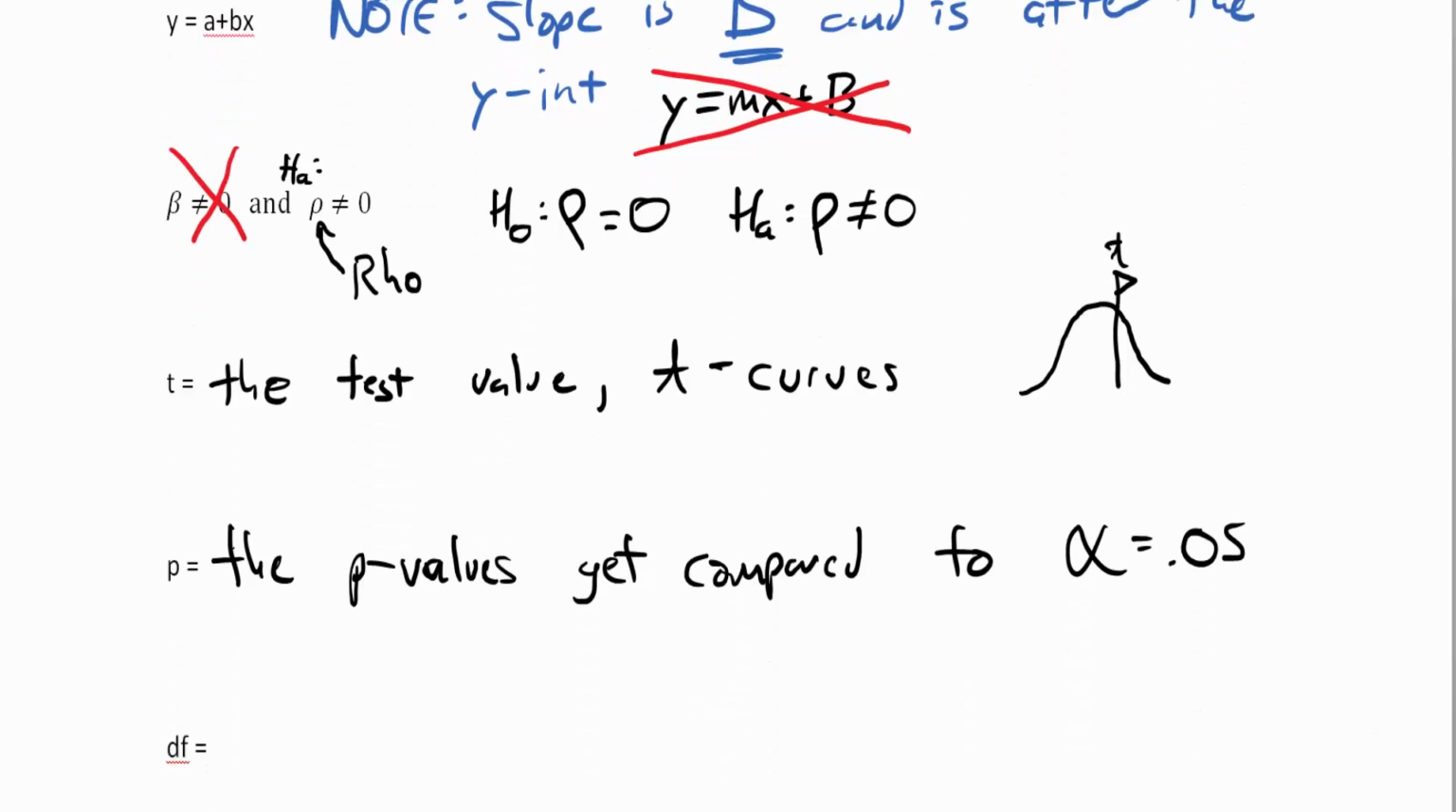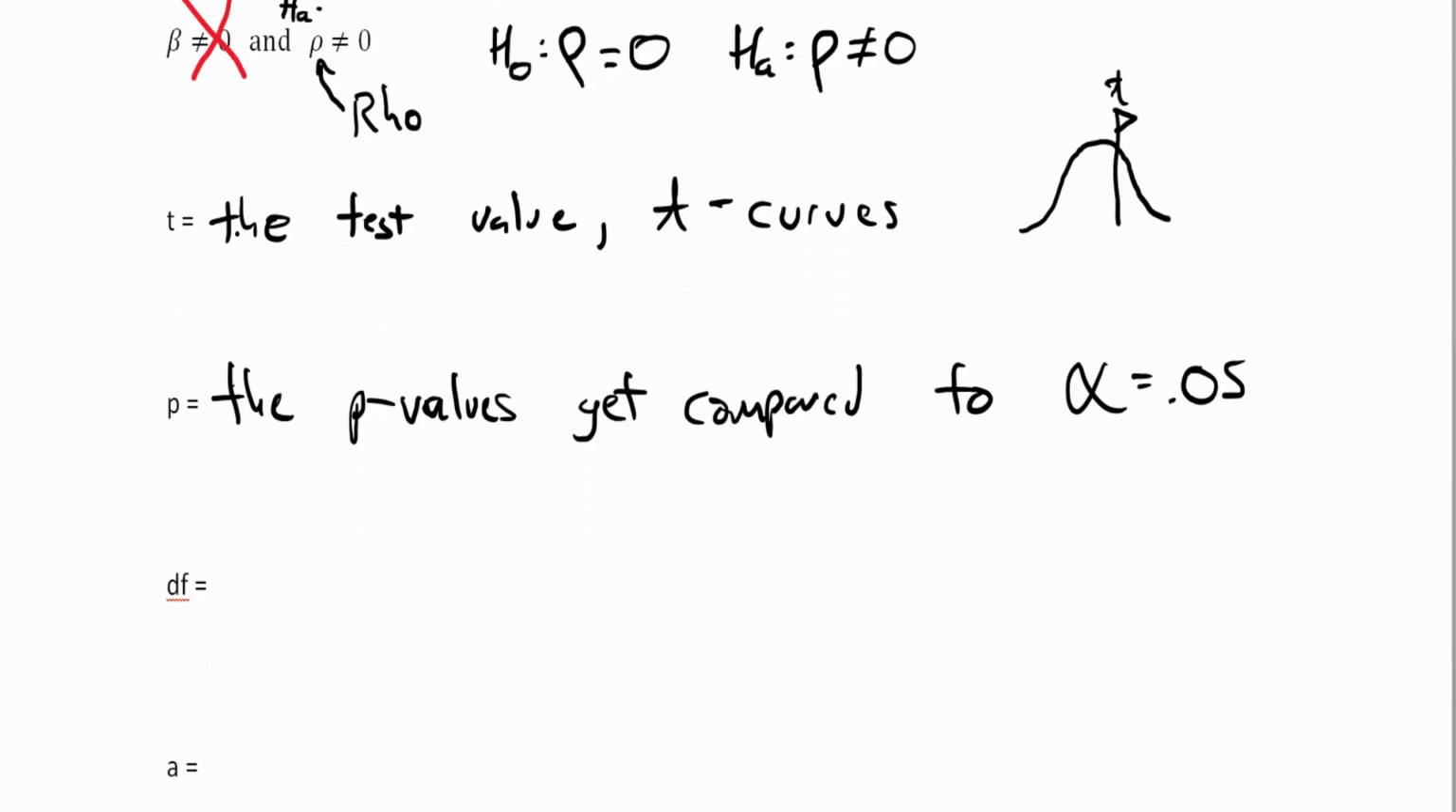So your test value is something we're going to use, and the p-values are something we're going to use. Now, degrees of freedom. You knew what DF stood for because you've been in this course for months now, and you've seen this in hypothesis testing, and you just saw it in our chi-squared unit. But in this case, the degrees of freedom is n minus 2.